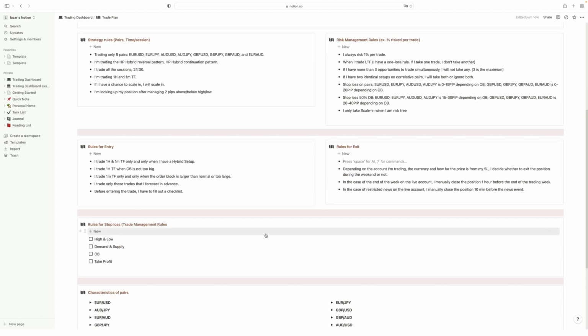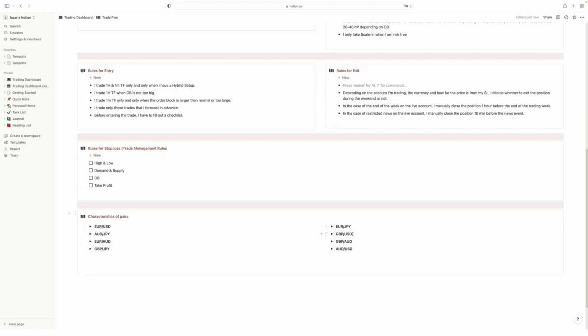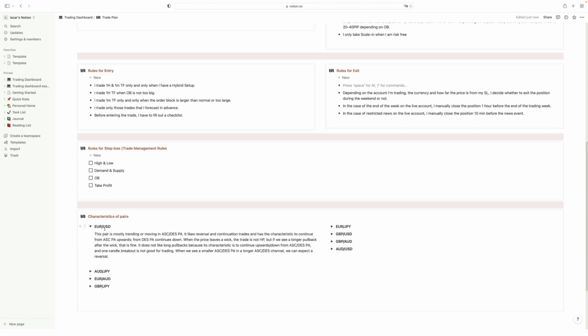Also, you have characteristics of pairs here, so you can add certain characteristics of the pairs. For example, I'm going to click here on EURUSD. This pair is mostly trending, moving in ascending price action. It likes reversals and continuation trades and has a characteristic to continue from ascending power. So it's basic information that you have found about the pair. Once you have done your backtesting, your characteristics of pairs, your naked charting, etc., on that specific pair, you write everything down, the information that you have found.